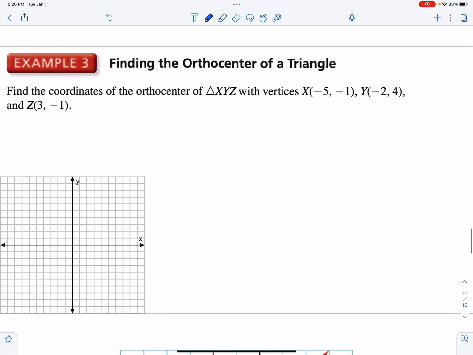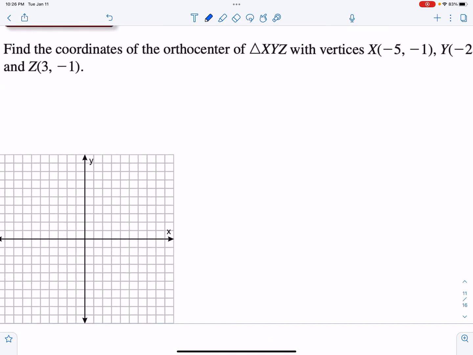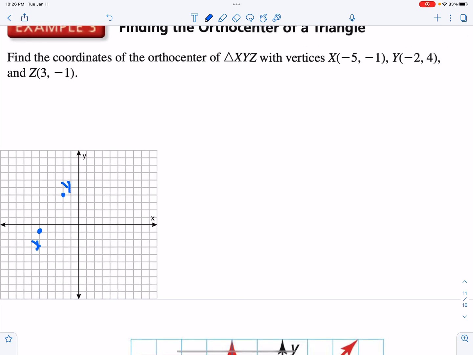So again, in this one, we have a triangle XYZ with vertices at -5, -1. So there's X. Our next vertex is at -2, 4. There's Y. And then Z is at 3, 1. Now, when I go to construct my triangle, if I look at the slopes of my lines, that's going to tell me a lot about my orthocenter right away. And I'll try and draw this one a little bit straighter.